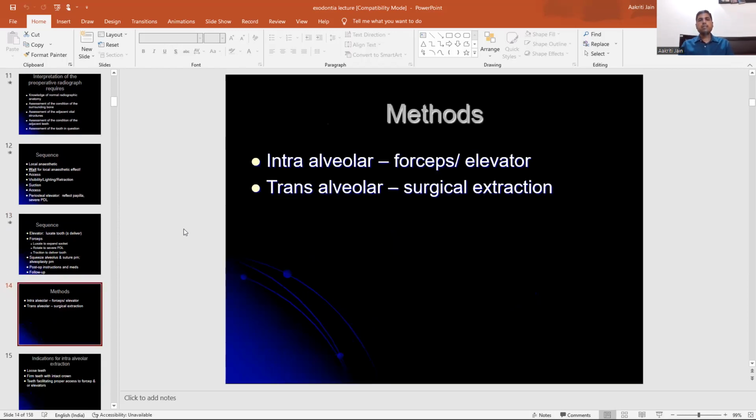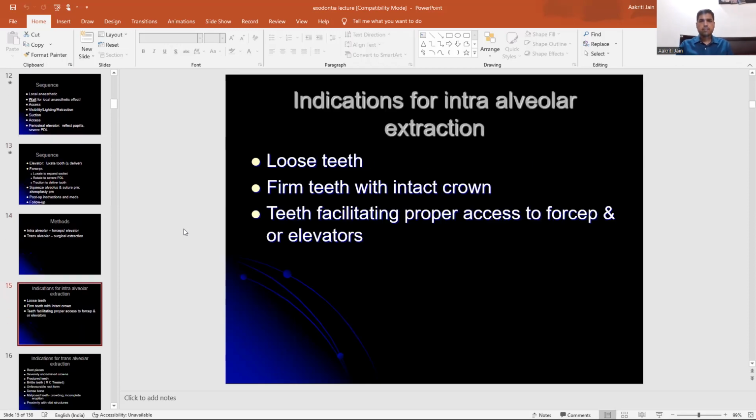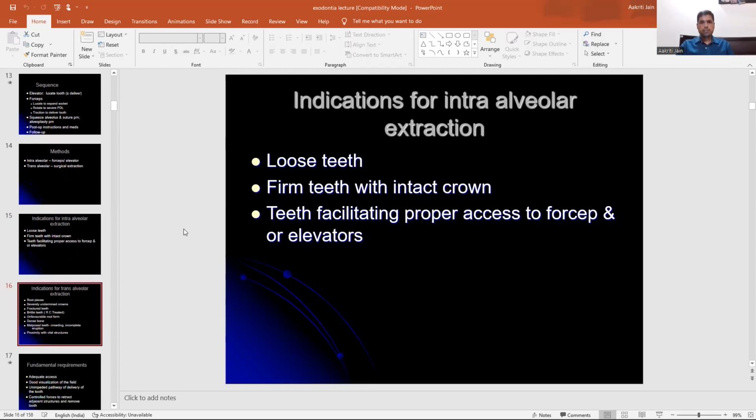Now coming to the methods. This is intra-alveolar, which is done by forceps or the elevator, or the transalveolar, which is a surgical extraction. Now see the indications of the intra-alveolar extractions. In this, if there are loose teeth present, firm teeth with intact crown, teeth facilitating proper access to forceps and or the elevators.